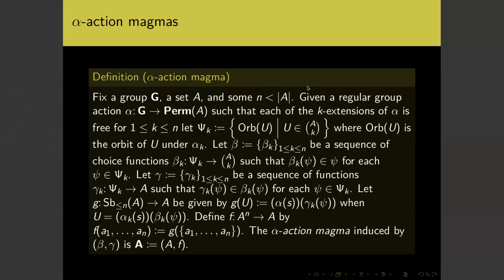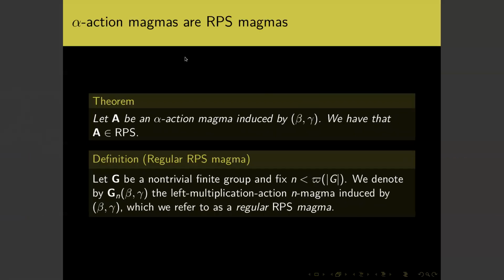So that's what I need, and it turns out that if you have an alpha action magma induced by some set of choices, these betas are those choices of orbit representatives, and this gamma is the collection of choices of representatives from the individual orbit representatives. Then we have that the resulting magma is a rock, paper, scissors magma.